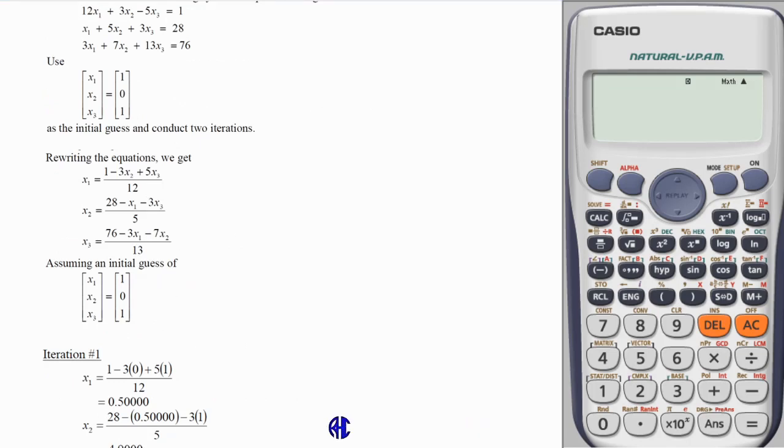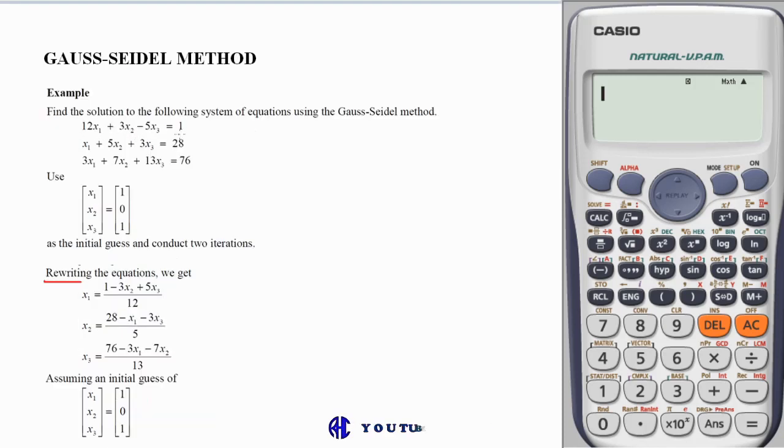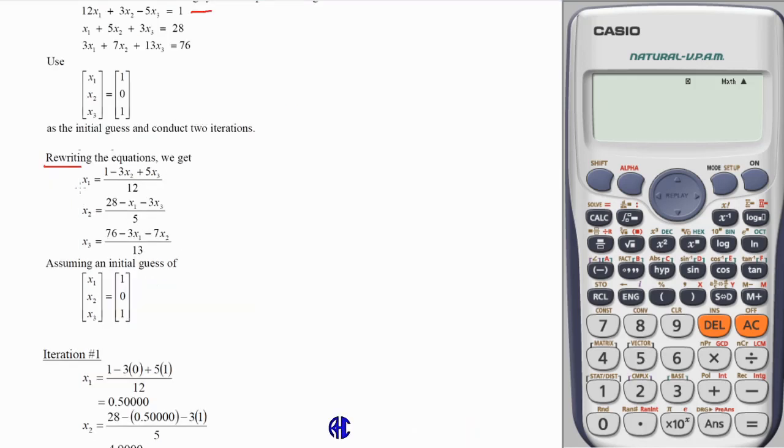So una, kailangan natin i-rewrite yung equation. Sa first equation, kukunin natin yung x sub 1 in terms of x sub 2 then x sub 3. So kaya ang magiging equation ng x sub 1 natin is 1 minus 3x sub 2 plus x sub 3 over 12. So that is equation 1.